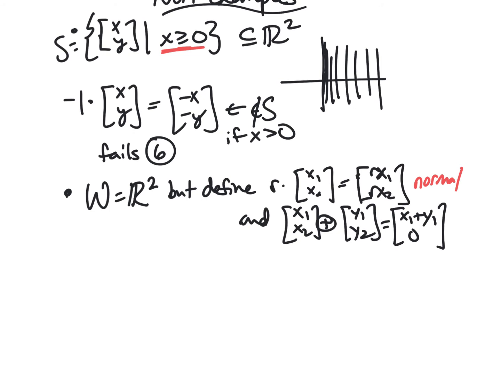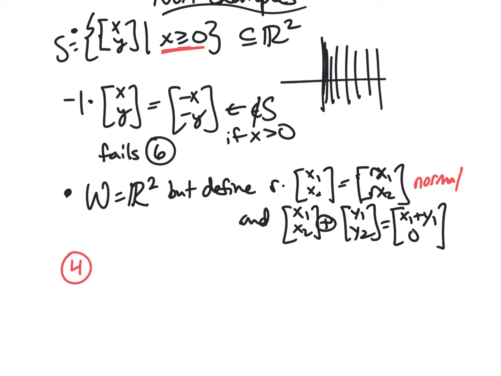So first of all, we're clearly going to get real numbers back. This is closed under addition. It's closed under multiplication. That's not going to be a problem. Addition is still going to be commutative because the 0 is going to stay the same, and y1 plus x1 versus x1 plus y1 is not going to matter. Same with associativity. So it seems like addition is okay. Do we have a zero vector?